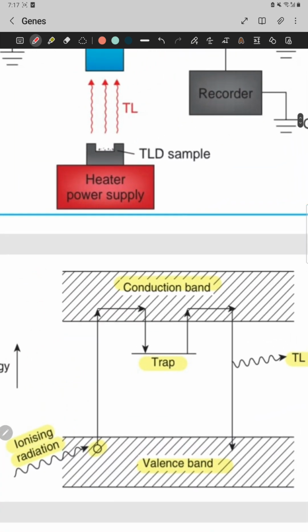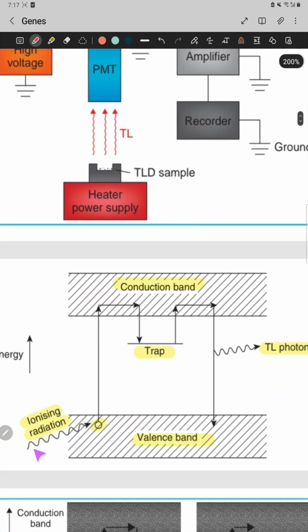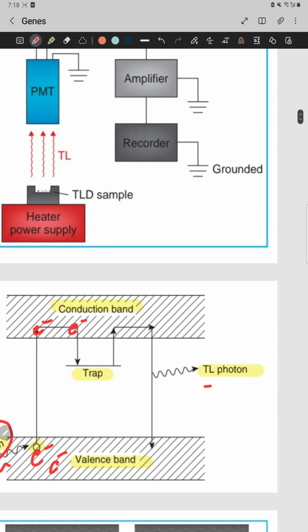Now what normally happens is, when ionizing radiation falls on this, electrons are generally present in the valence band, like the outermost electrons, right? If they gain energy from the ionization, they move to the conduction band. After some time, they are supposed to usually fall back to the valence band and release a photon in the form of visible light. That is what you see. But what happens is, there is a trap system. So at room temperature this does not happen.